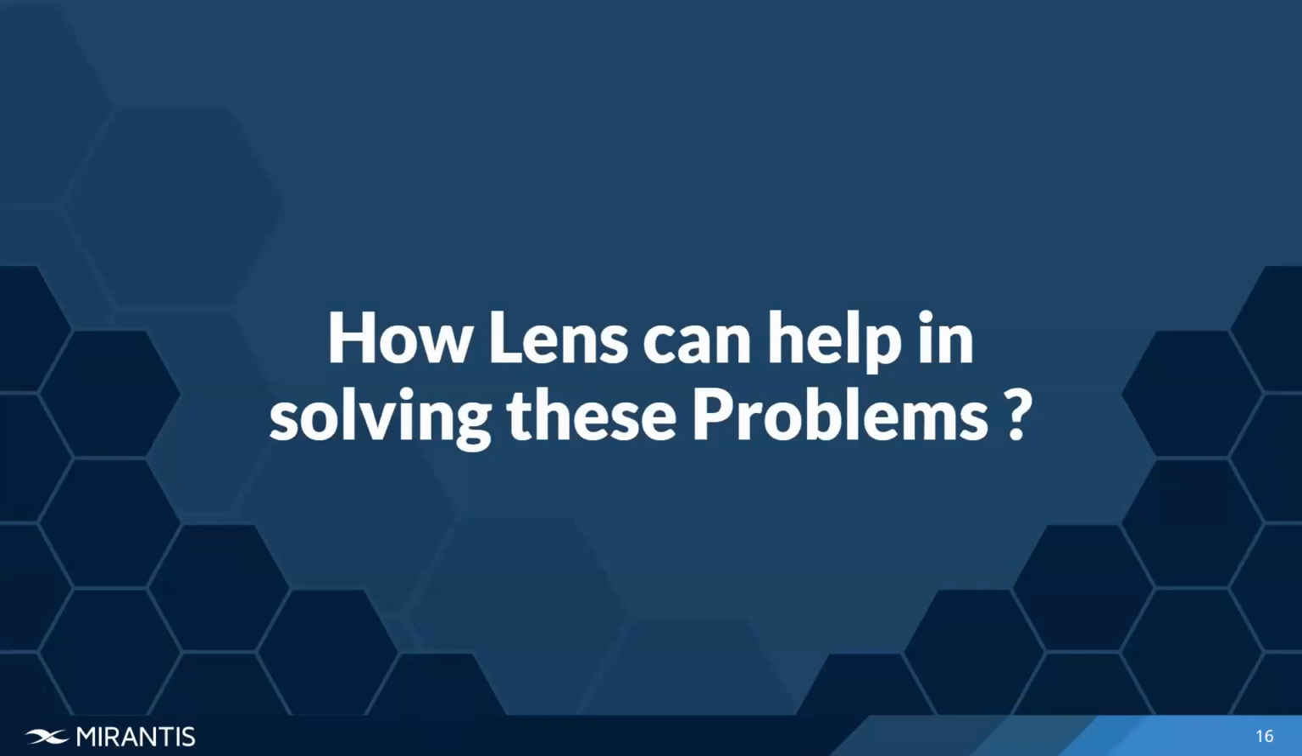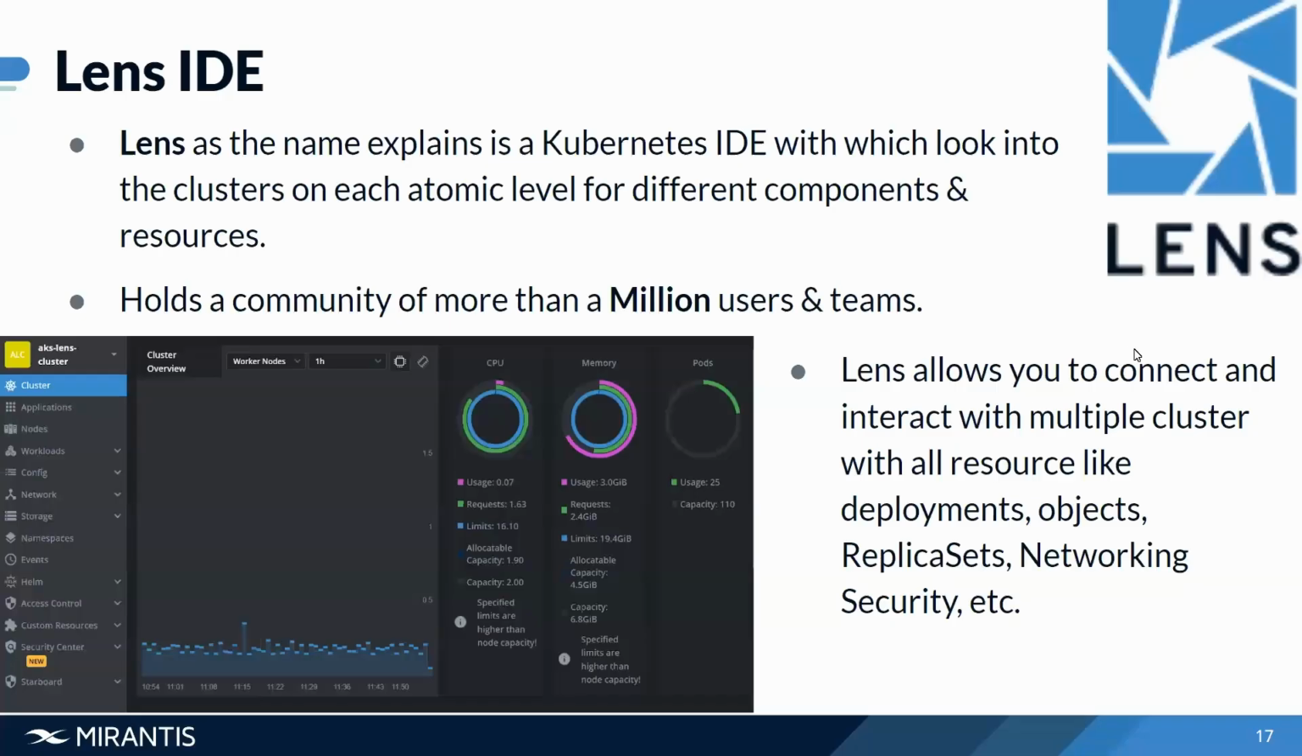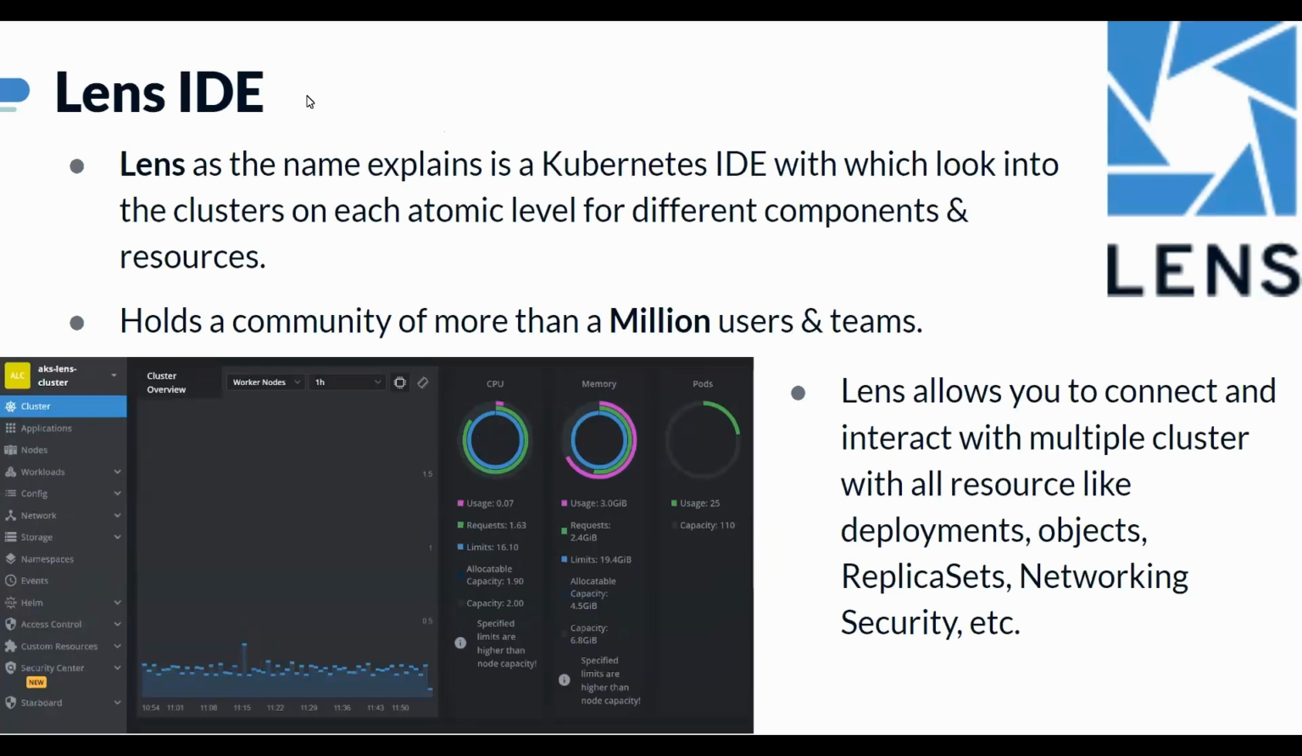So here are some of the solutions that Lens provides in order to solve these problems, security and sustainability. First of all, we have our Lens IDE. It is an interface that can help, as the name suggests, it is the Kubernetes IDE which looks into the cluster as a lens, if you could understand the whole thing, which looks into the cluster on each atomic level for different components and resources.